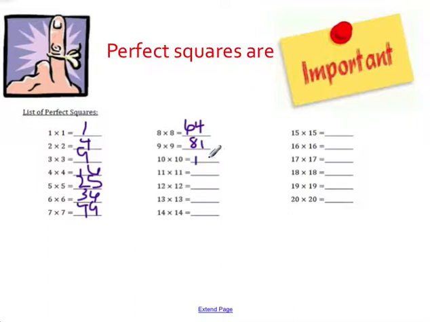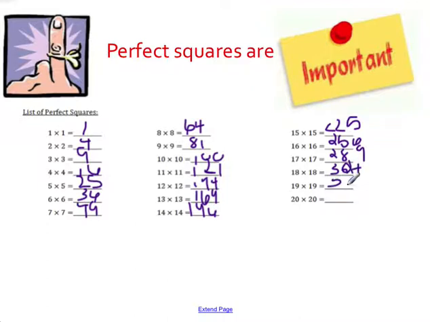Because I know this number will help me. And we have 100, 121, 144, 169, 196, 225, 256, 289, 324, 361, and finally 400. So those are perfect squares that you can look for moving forward.